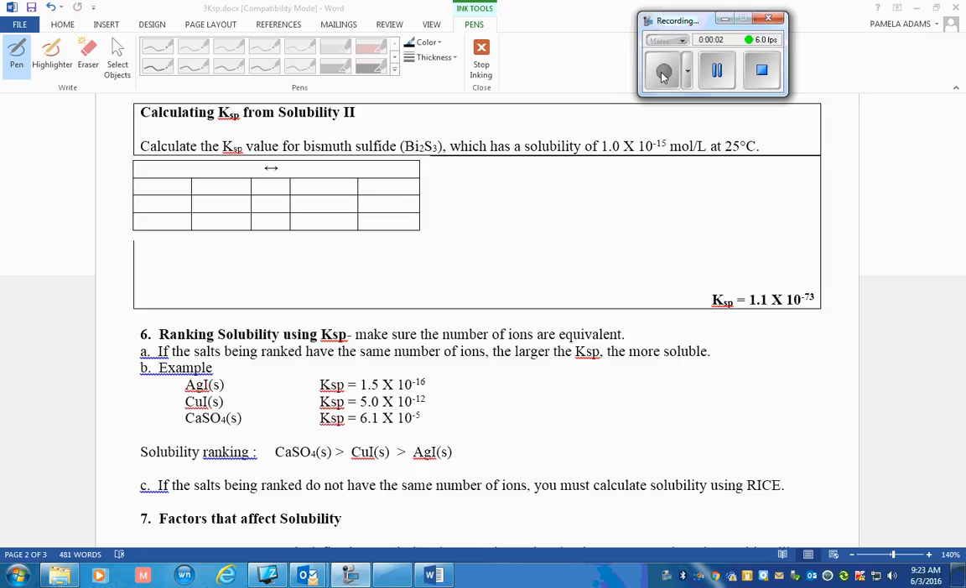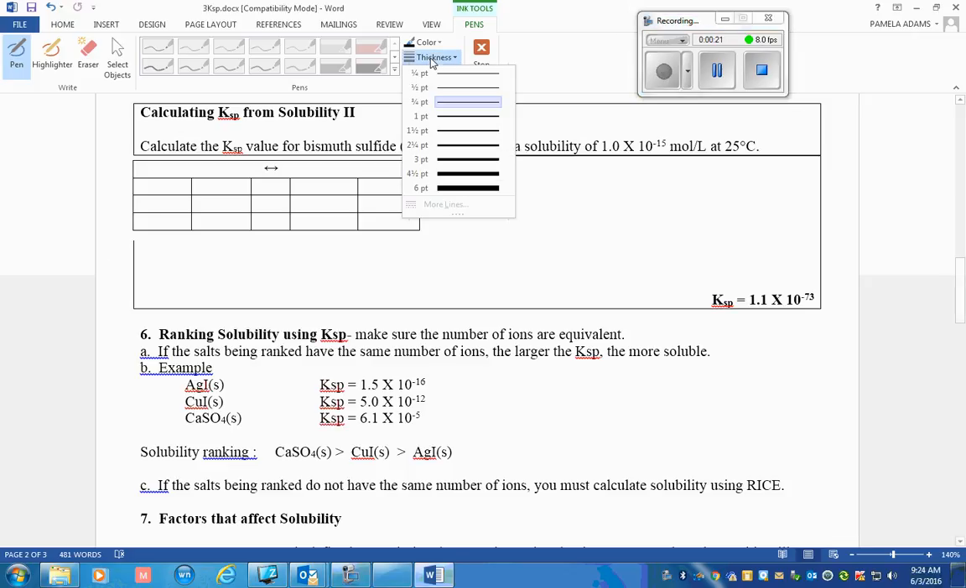Let's continue with Ksp problems. It says calculate the Ksp value for bismuth sulfide, Bi2S3, which has a solubility of 1.0 times 10 to the negative 15th moles per liter at 25 degrees C. Let's start with what this looks like in terms of an equation.